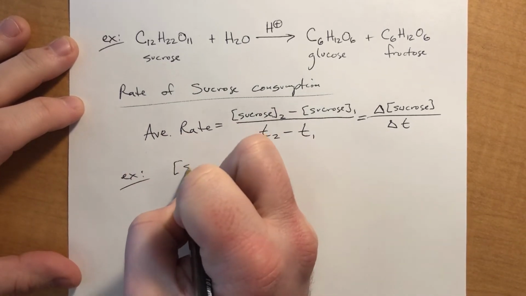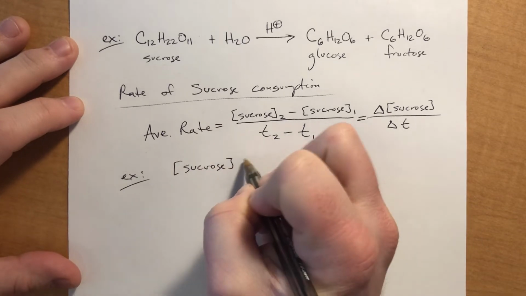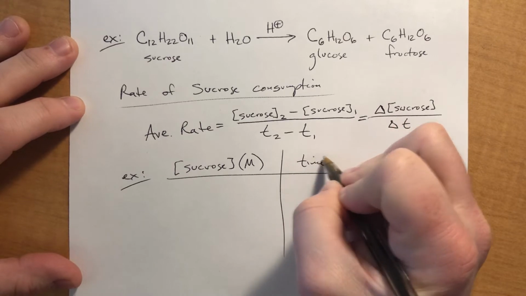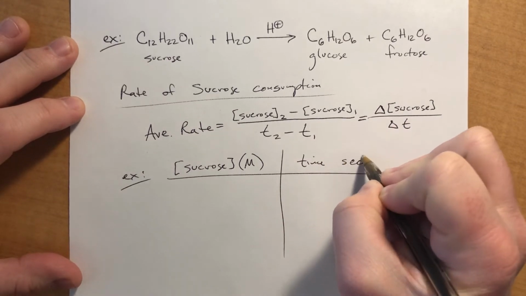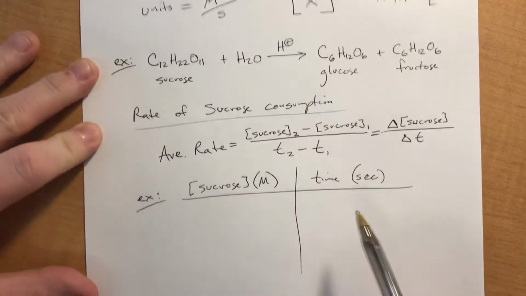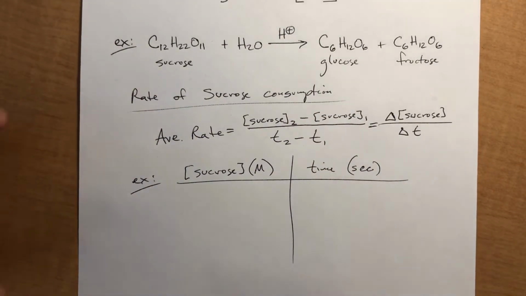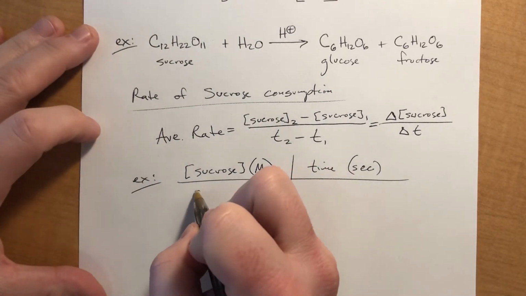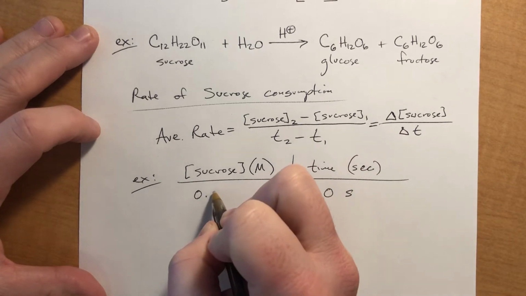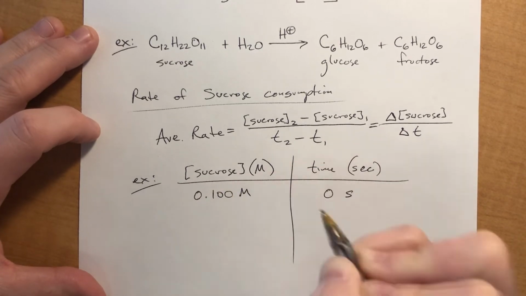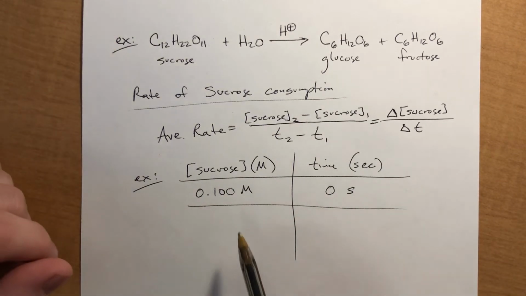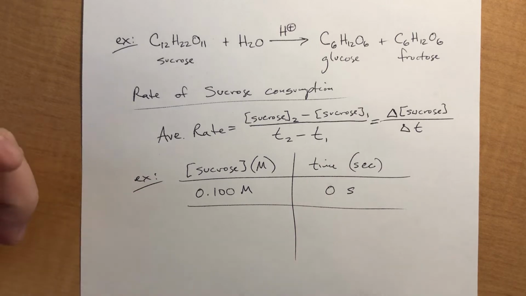Okay, so we're going to have concentration of sucrose in terms of molarity, and we're going to have time in terms of seconds. I guess I could have just left it in S since we were doing that earlier, but seconds, whatever. So let's say that at 0 seconds, before the reaction happened, the concentration was 0.100 molar, whatever some initial concentration is. Presumably the concentration's going to drop.